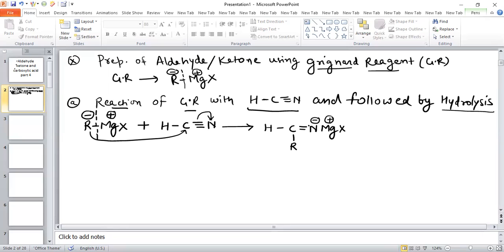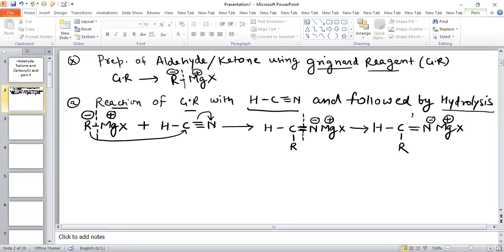Now we can see what happens when there is a double bond between carbon and nitrogen. On hydrolysis, hydrolysis means addition of water. So what happens when hydrolysis takes place? I'm writing this compound again, which is HC(R) double bond N, with a minus charge, and this is MgX.